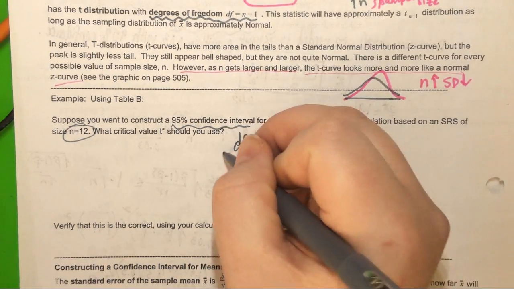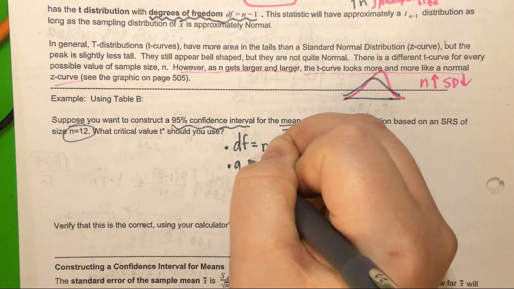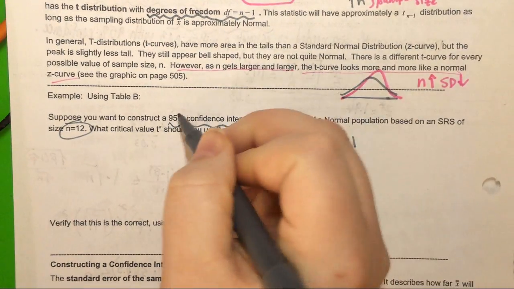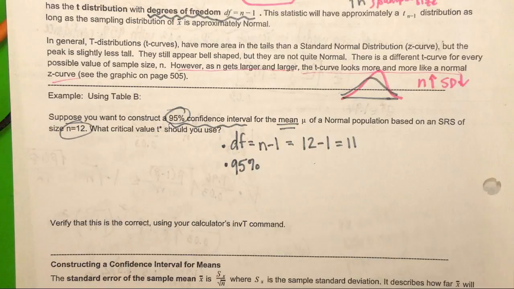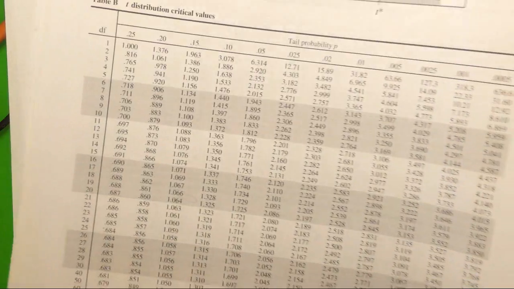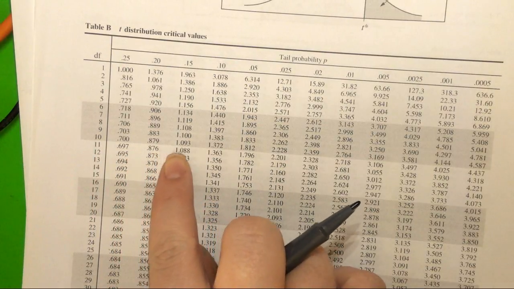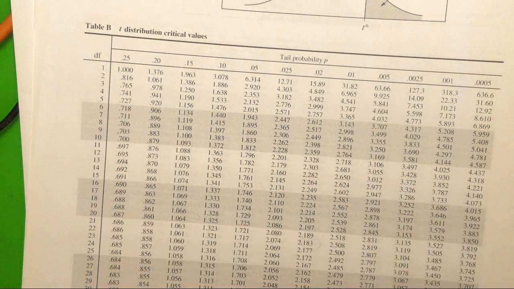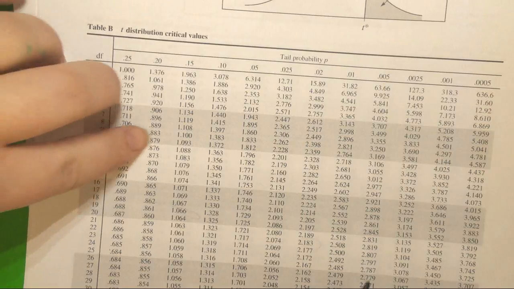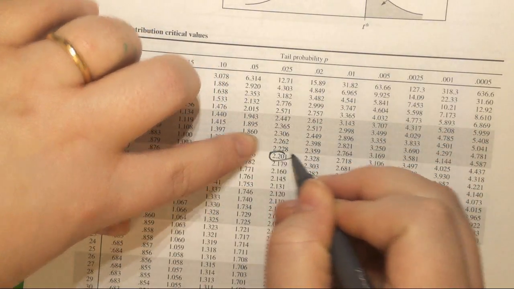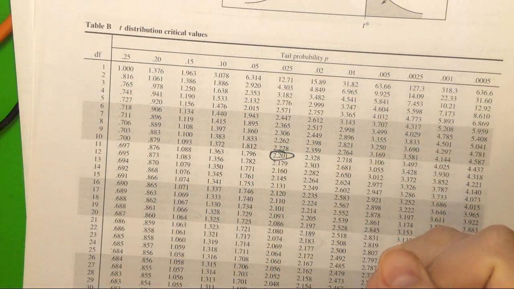And we were told specifically we want a 95% confidence level. They told me that in the problem. So using my table, I see degrees of freedom 11. I need 95%. Degrees of freedom 11. Where do they align? 2.201.